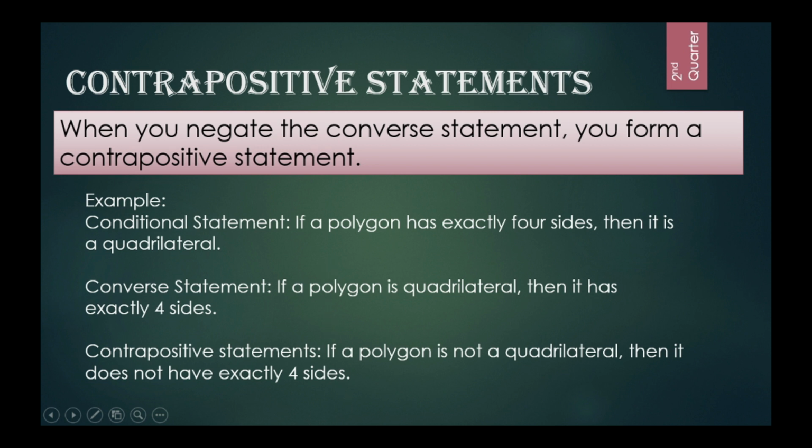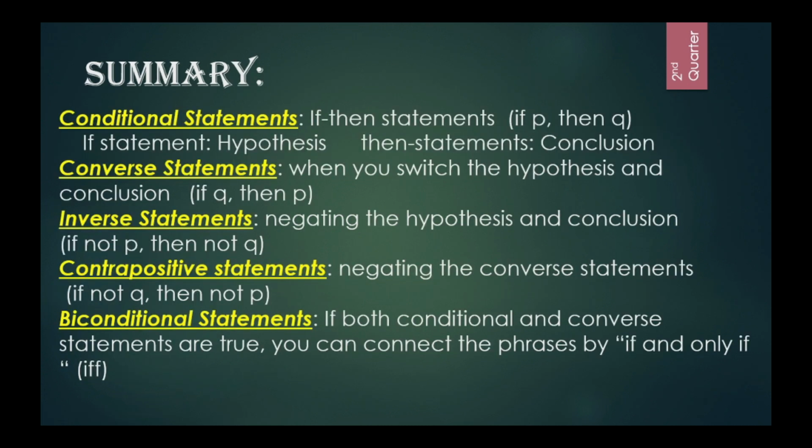That is contrapositive statements. Okay, so let us summarize all the statements that we learned today. Conditional statements, that is the if and then statements. No? So if we denote hypothesis as letter P and we denote conclusion as Q, we can write the if and then statement as if P, then Q. If statement is the hypothesis, then statements is the conclusion.